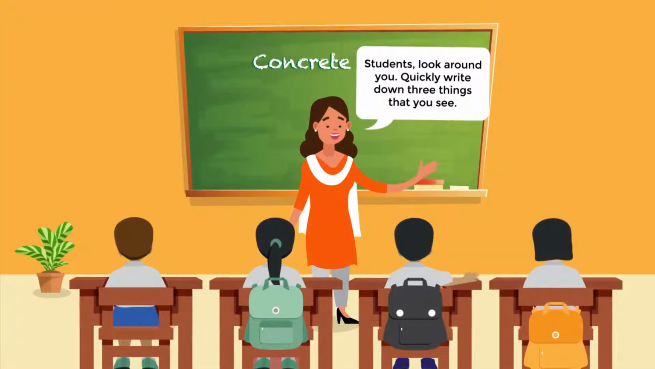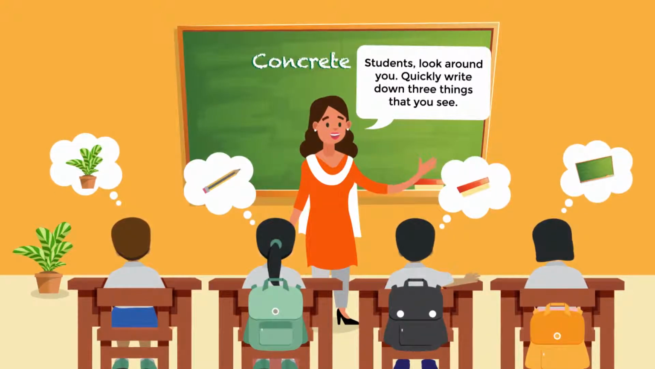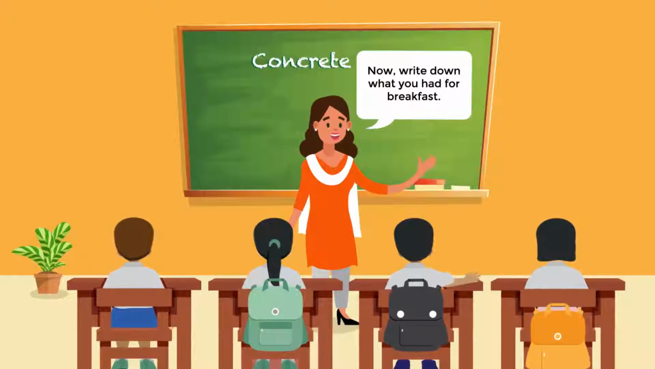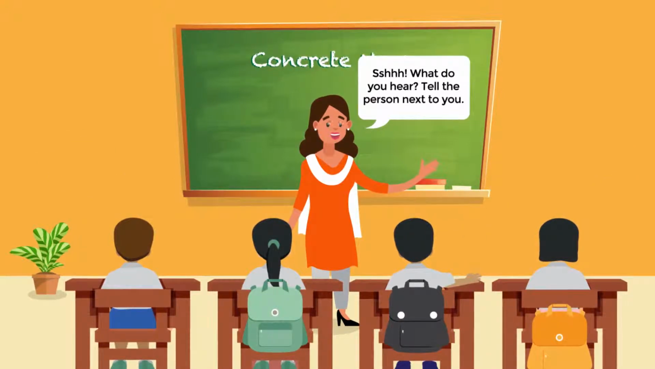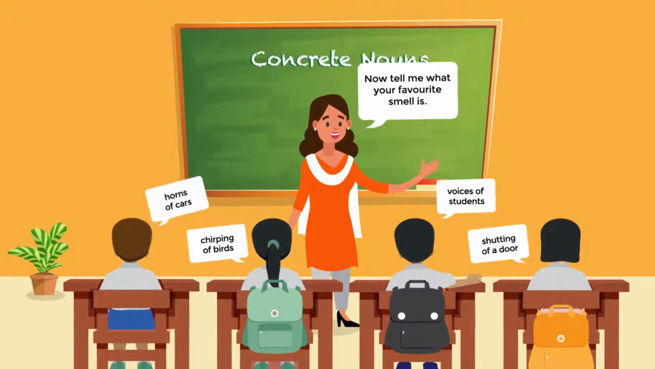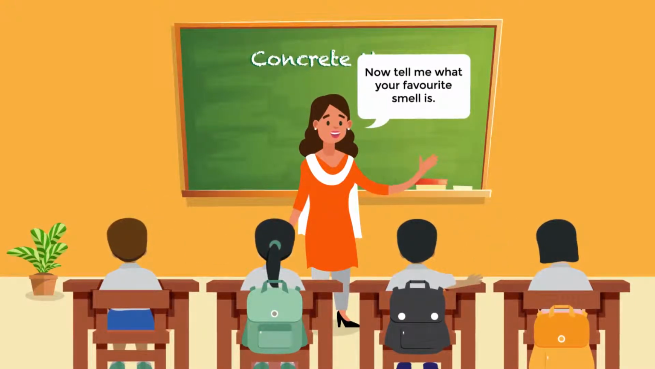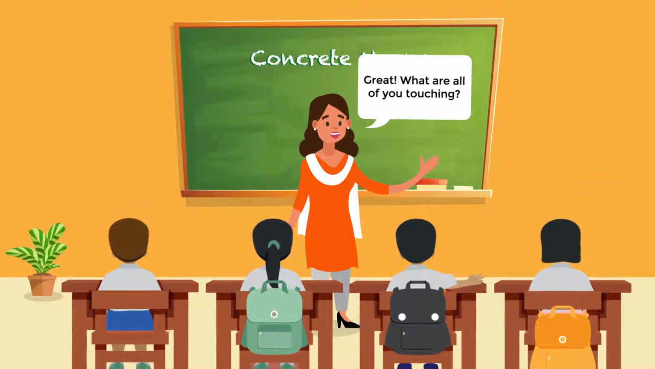Students, look around you. Quickly write down 3 things that you can see. Now, write down what you had for breakfast. Shh! Do you hear that? Tell the person next to you. Now, tell me what your favorite smell is. Great! What are all of you touching?